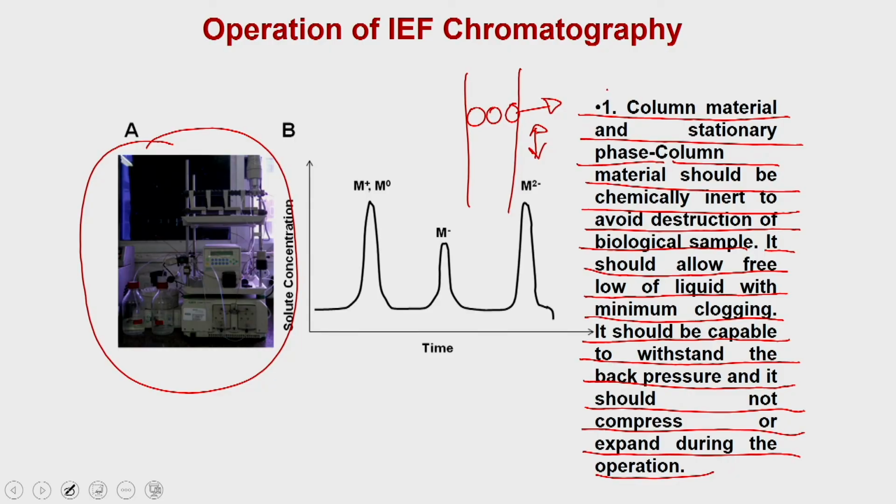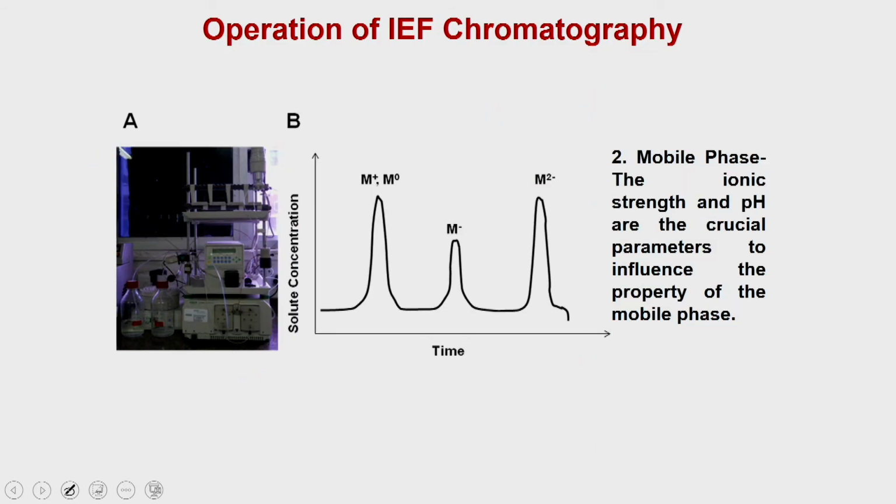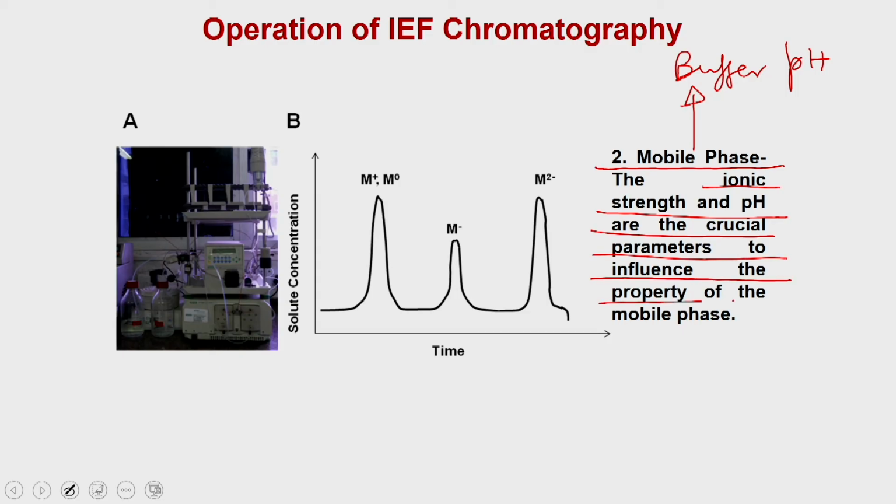First you prepare the column. Once the column is ready, then you load your sample. So, you will equilibrate the column with the mobile phase. Mobile phase is nothing but the buffer. So, you have to choose the buffer as well as the pH at which you would like to perform the cation or the anion exchange chromatography. The ionic strength and the pH are crucial parameters that influence the property of the mobile phase, which means if you use a buffer of high ionic strength, it may withstand minute changes in pH.